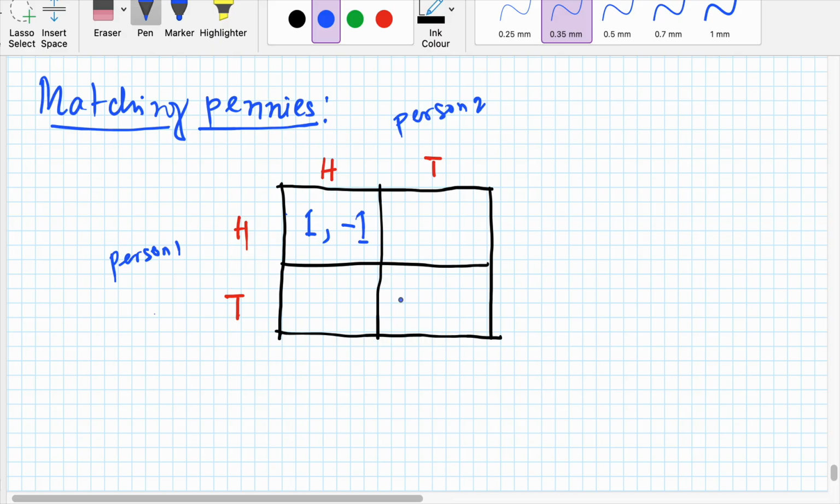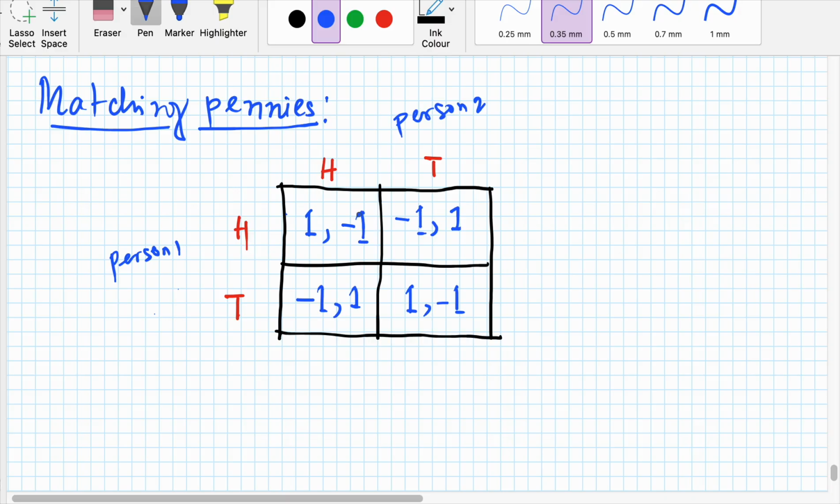And here also the same situation, because both of them are showing the same symbol, tail. Now in the other situation, when both of them are showing different symbols, one shows head and another shows tail, or one shows tail and another shows head, then person 1 gives person 2 $1. So here person 1's payoff will be -1 and person 2's will be +1, because person 2 is receiving $1 from person 1. So here also he will get -1 and +1.